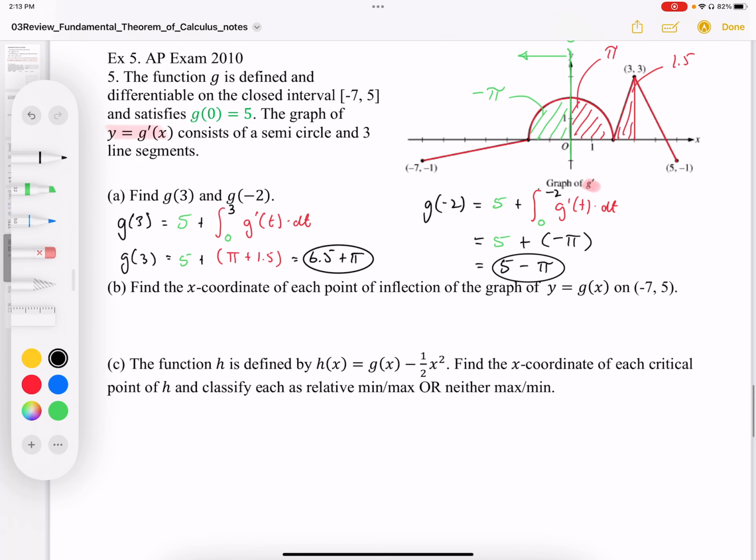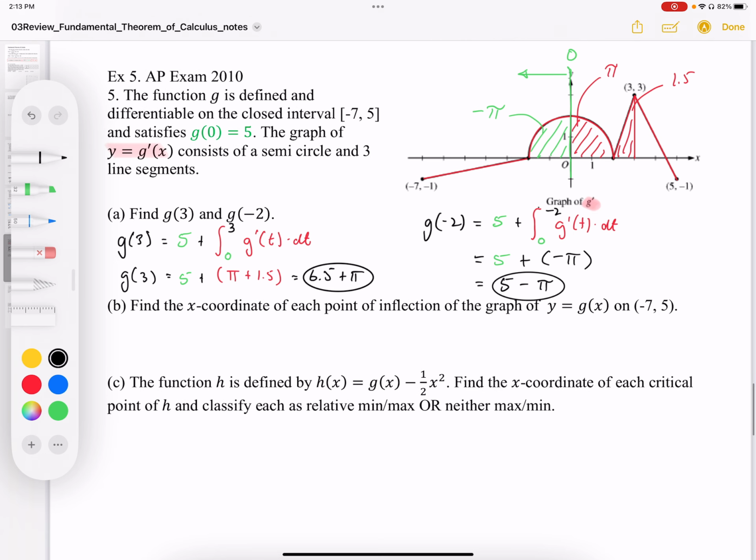For part B, it says find the x-coordinate for each point of inflection on the graph of y equals g of x on this interval. So inflections occur where the derivative changes direction, because where the derivative changes direction, we're going to have a change in slope of the derivative, which means we have a change in concavity on the second derivative. So we want to know where it changes direction.